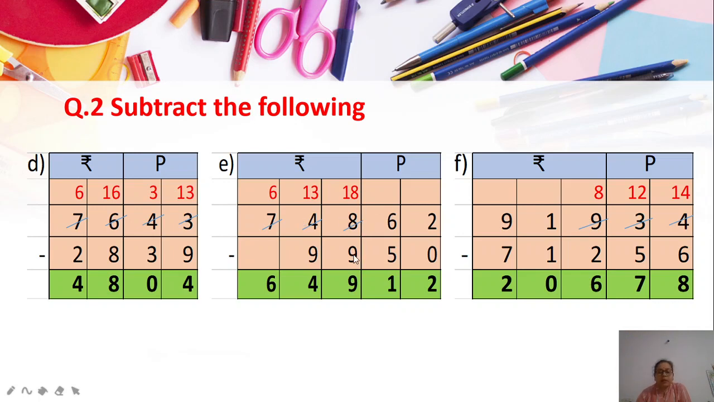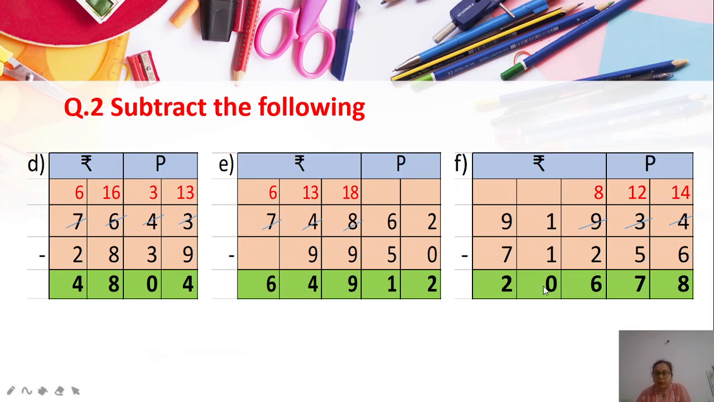8 minus 9, not possible. So I borrowed. My 8 became now 18. 18 minus 9, I got answer 9. After borrowing, my 4 became 3. And 3 minus 9, again not possible. So we made it 13 by borrowing. Now 13 minus 9, I got answer 4. And after borrowing, my 7 has become 6. And 6 minus nothing, so I will write 6 as it is.